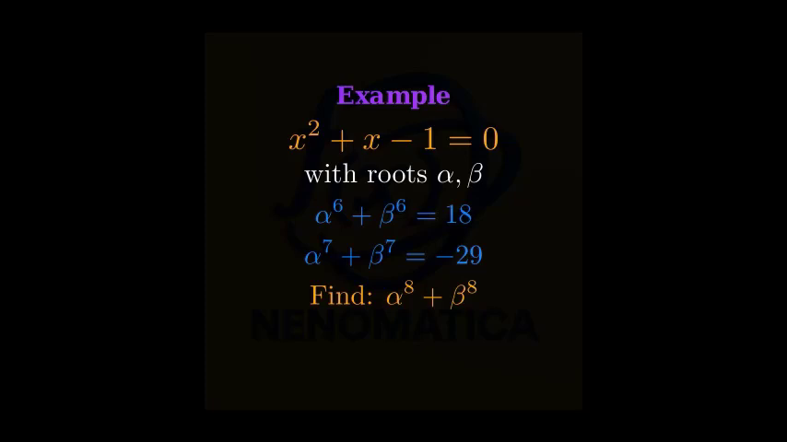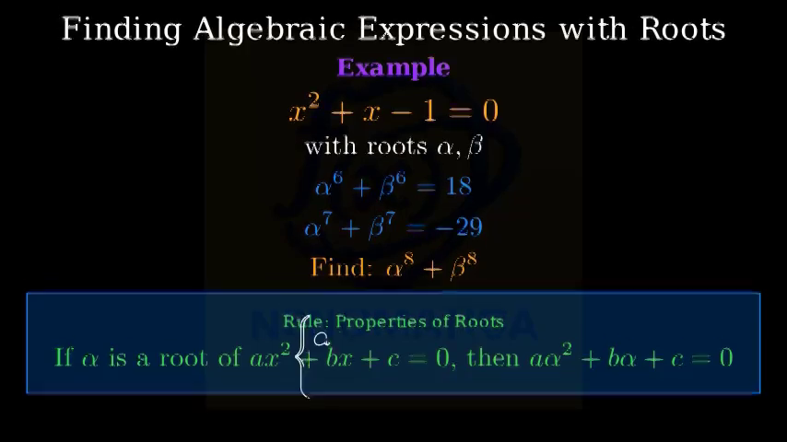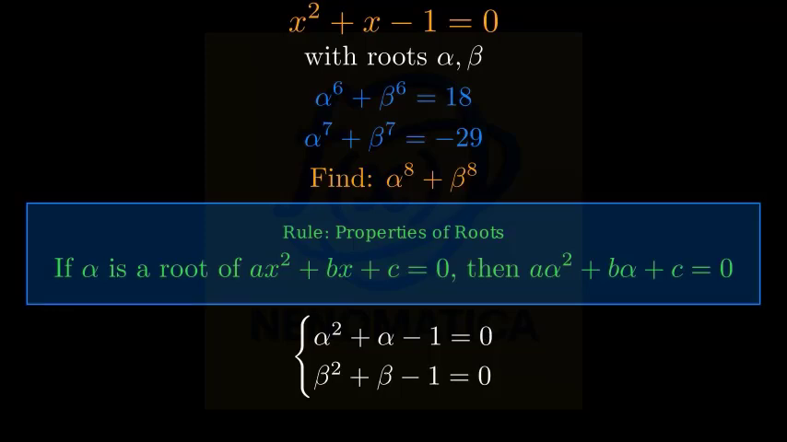Our strategy for solving this problem will be to use the properties of the roots of a quadratic equation. Since alpha and beta are roots of the quadratic equation x squared plus x minus 1 equals 0, we know that both alpha and beta must satisfy this equation. This means alpha squared plus alpha minus 1 equals 0, and beta squared plus beta minus 1 equals 0. Now comes the clever part.